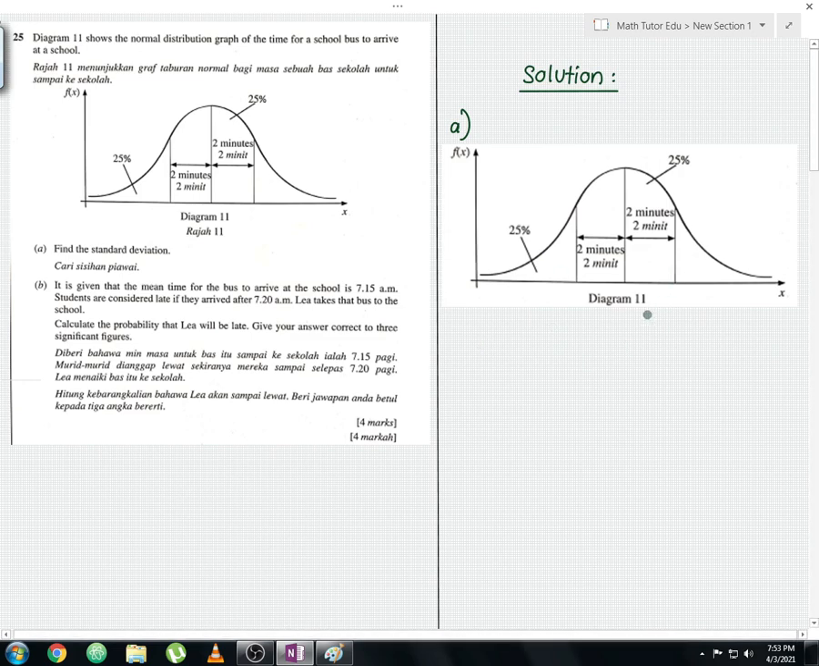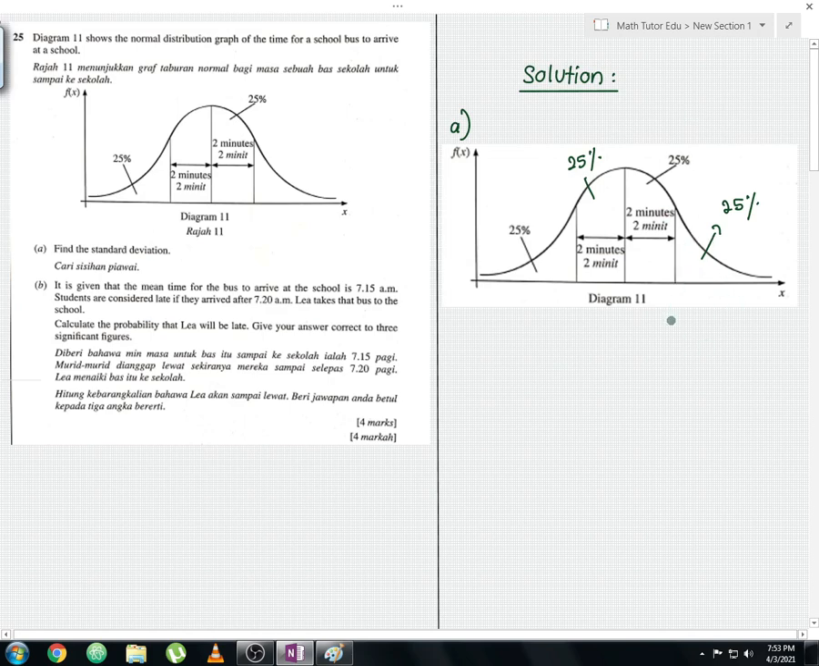As you look at Diagram 11, you can see that this portion has 25% and this portion also has 25%. This bell curve, as you can see, is perfectly symmetrical. Assuming that these two portions are symmetrical, it will be 25%, since you have 2 minutes and 2 minutes, which is an equal difference. And this region you also have 25%. By the way, this percentage means probability, guys, in this case. The area under the graph indicates the probability.